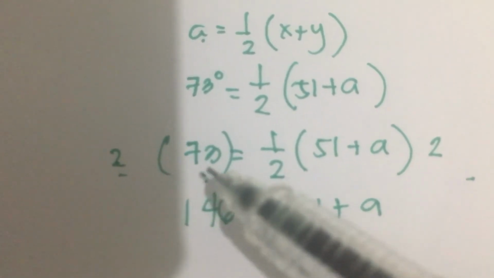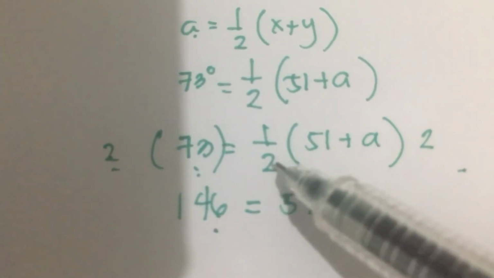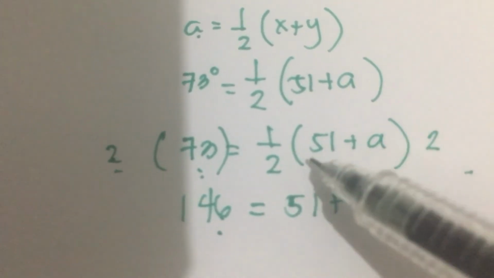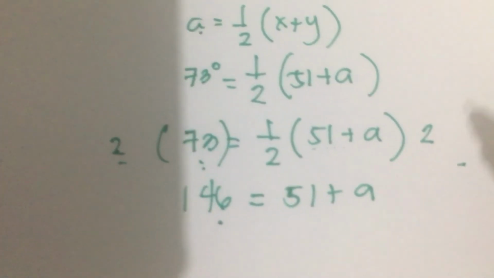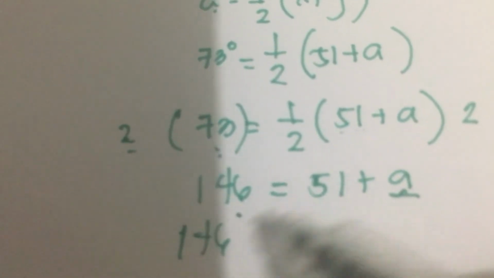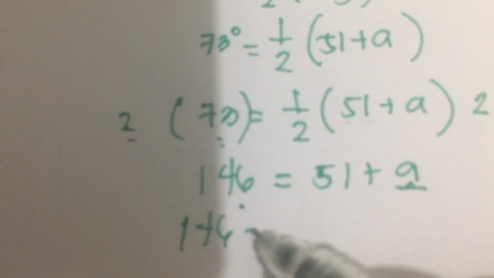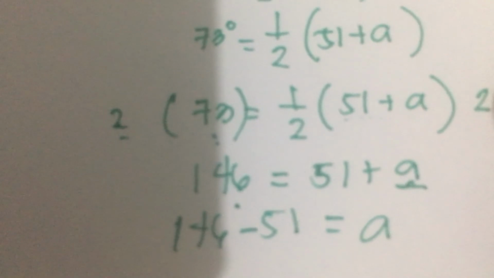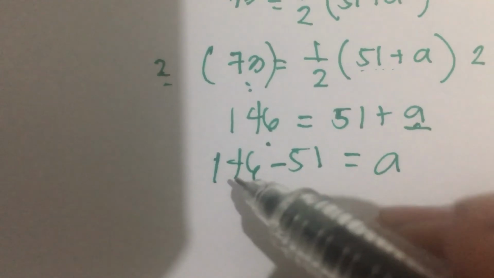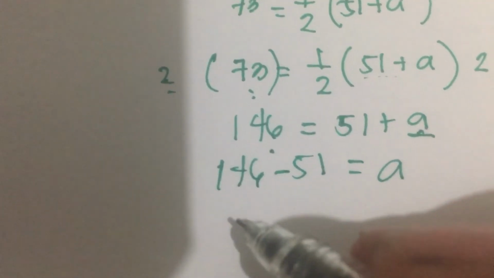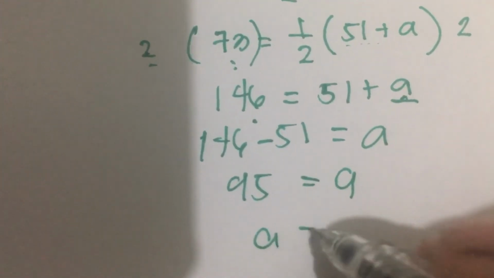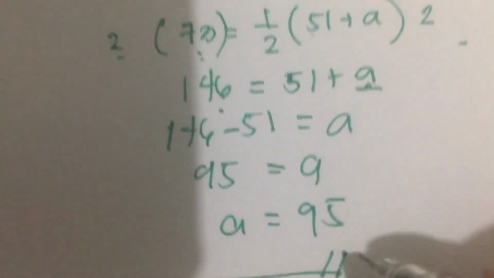So again, 2 times 73, you get 146. 2 times 1/2, you get 1, so you don't need to write the 1. It is automatic, then you just copy 51 plus A. Now, our goal is to find A. So therefore, we just transpose the 51. Positive 51 becomes negative 51 on the other side. Sorry, the camera is blurred. So 146 minus 51, you get 95 is equal to A. You can also flip it: A is equal to 95. So that is the value of your A.